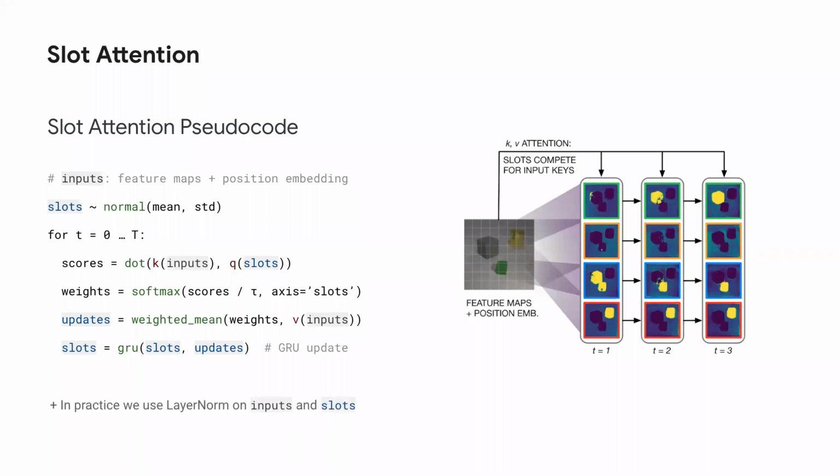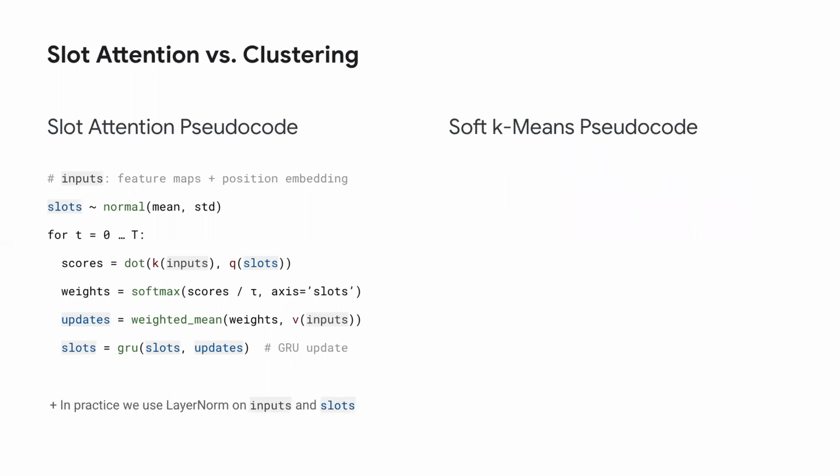And in practice, to make training a bit more stable, we also use a bunch of layer norms here and there, in particular on the input and the slots, to make sure that the gradient flows well through the module. And now if you stare at this pseudocode a little bit, you will realize that this is essentially the same as doing soft k-means.